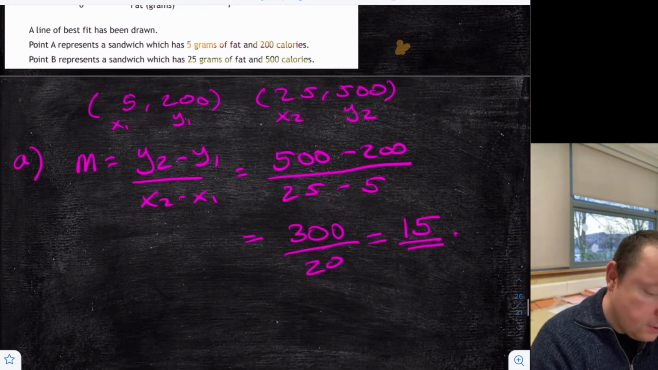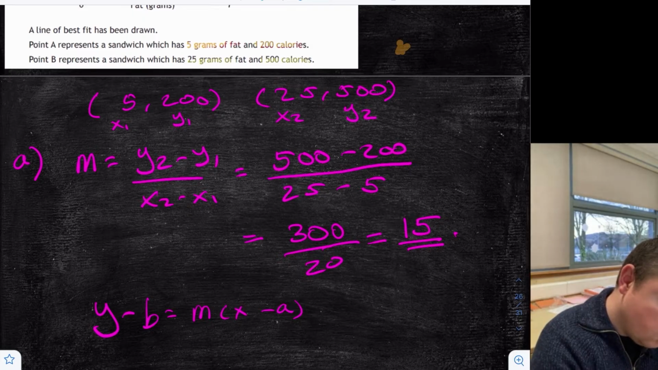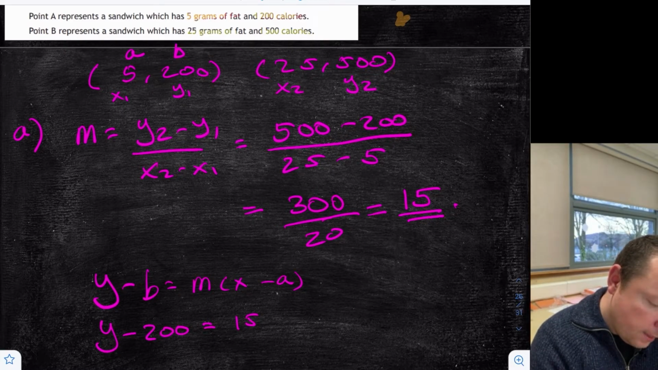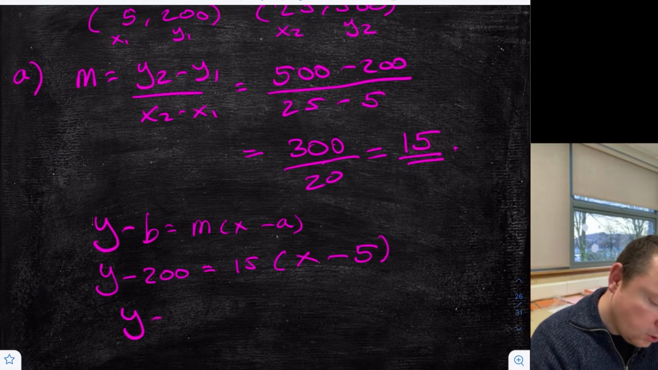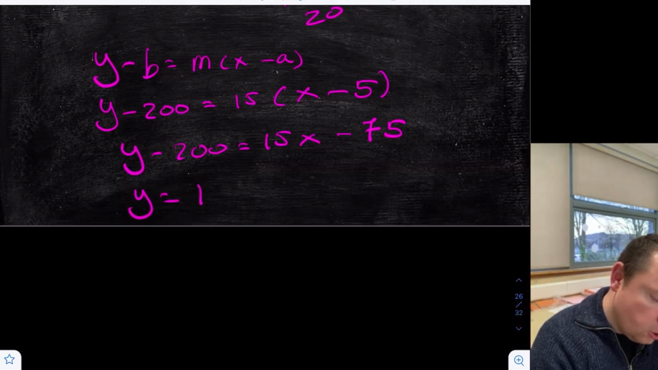Part B, next part of the question, I always use y minus b equals m(x minus a), where a and b is a point. So let's just pick the first point, a and b. You could have picked the other one. Subbing that in, you get y minus 200 equals 15(x minus 5). Tidying that up, you've got a mark there just for getting this, so you get y minus 200 equals 15x minus 75. 5 15s. Y equals, move the 200 across, 15x plus 125.